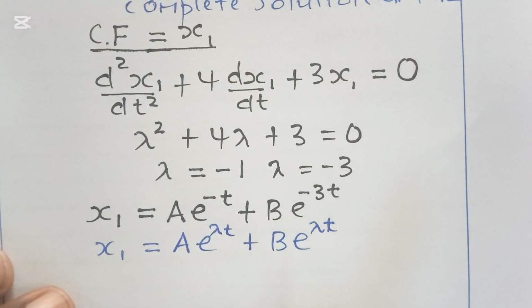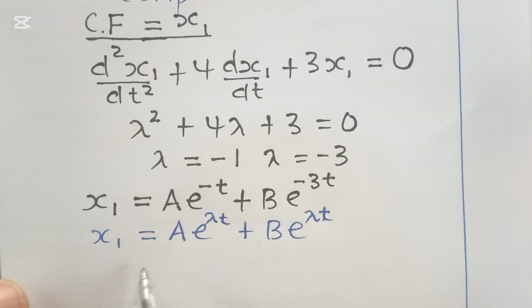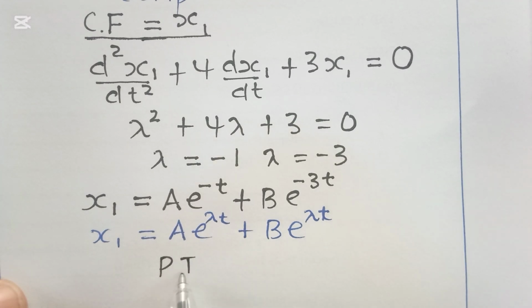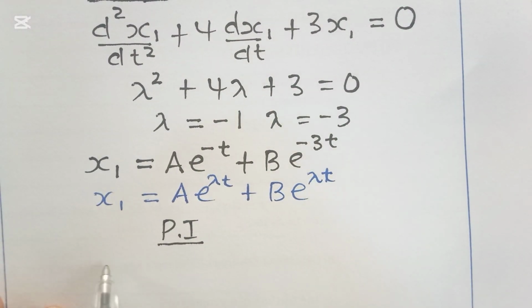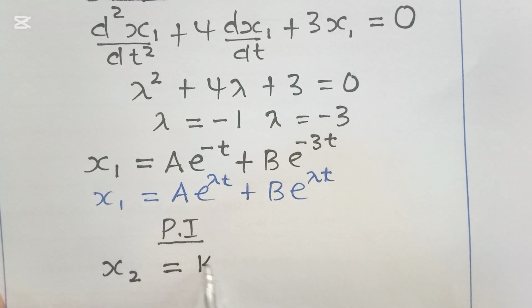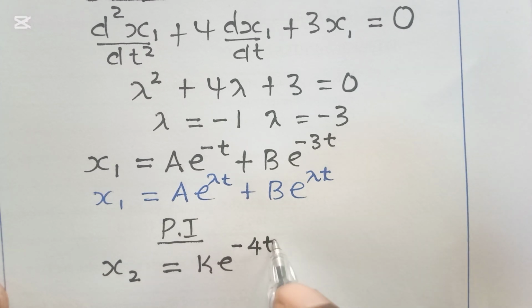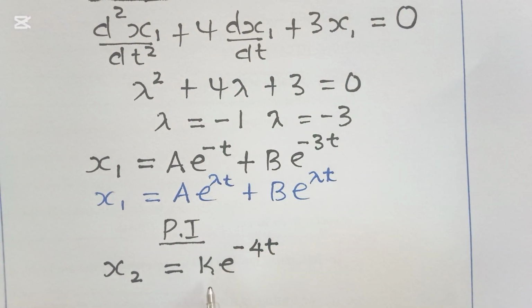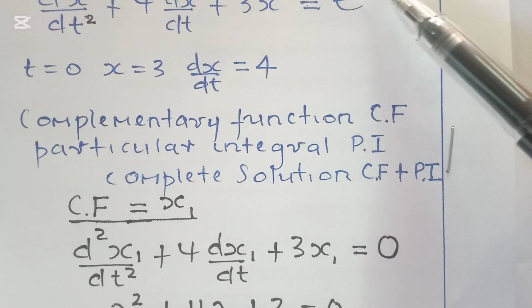So guys, we continue now. We go to the second solution, which is called the particular integral. So we write PI like that. And now guys, we shall deal with x2. So now we write here x2 equals k e raised to negative 4t, like that. So guys, this is the format of the equation that is used to get our particular integral, and this is a result of having e raised to negative 4t.